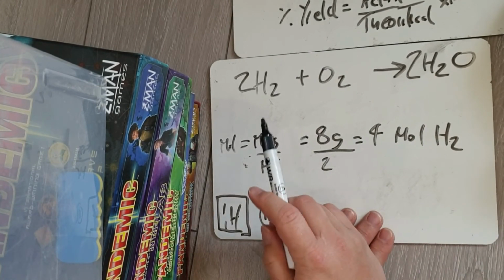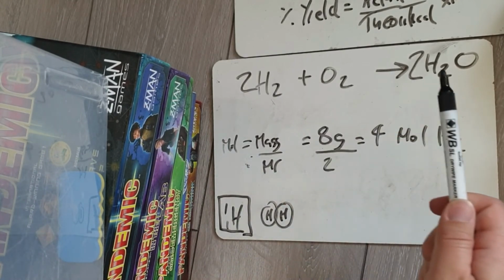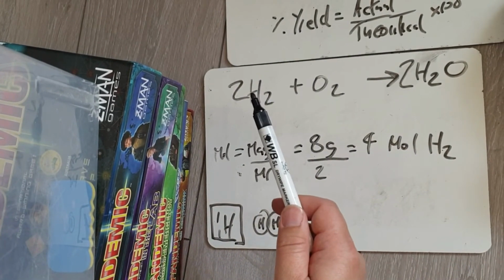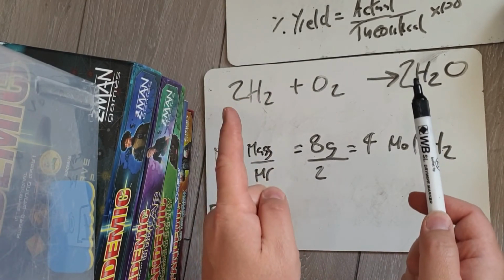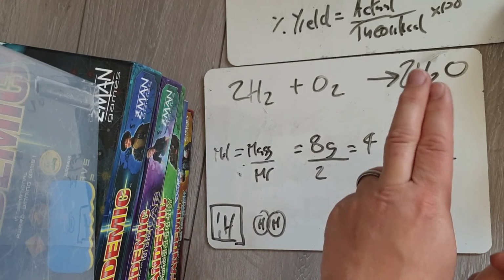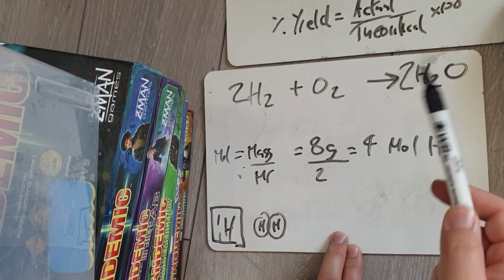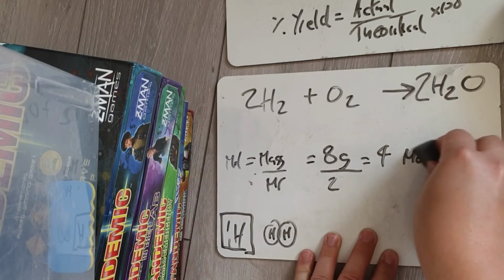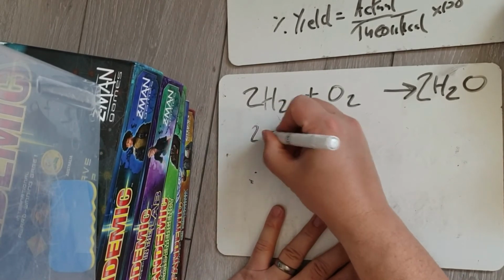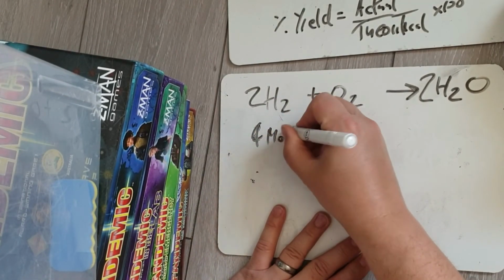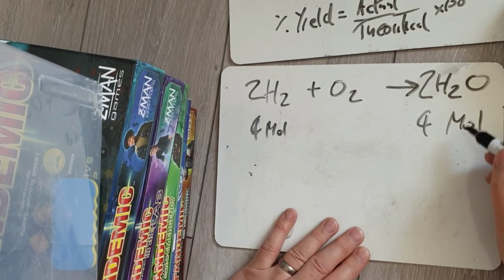Let's look at our equation. 2 to 2. What is that telling us? 2 moles of that makes 2 moles of that. So the ratio is 1 to 1, because obviously 2 to 2 simplifies to 1 to 1. So however much of that you've got, you make the same amount. So if we've got 4 moles of H2, we will make 4 moles of H2O. So we know if we put 4 moles of that in, we are going to get 4 moles of that out. We need to know the mass of that.